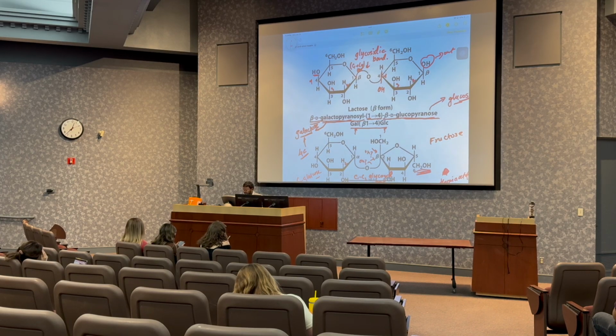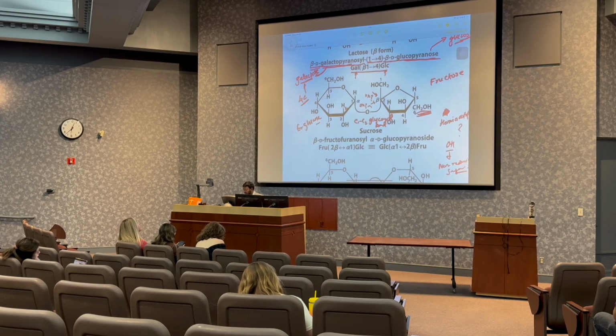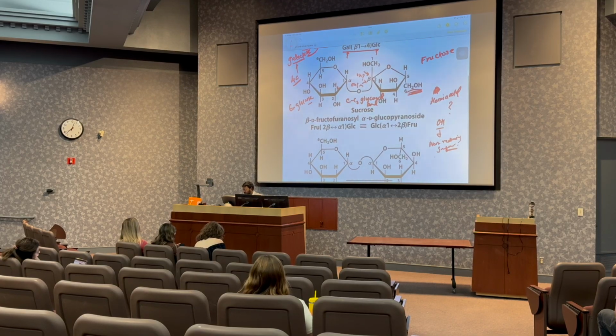Brainstorm. This is the anomeric carbon. Carbon 1 is always the anomeric carbon. Does it have an OH? No. Does this have an OH? Yes. Means this is a reducing sugar. Can you see this? This is the anomeric carbon. Does it have an OH? No. Does it have an OH? No. It means they are non-reducing sugar.